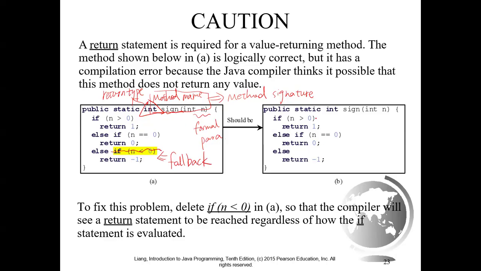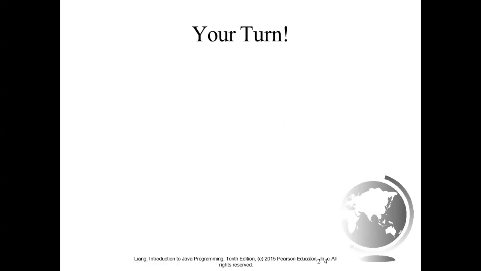So that means if n is not matching the first two conditions, then everything will go to the else and return -1. I don't think it is a big problem, but just remember it. It's fine. It's enough.